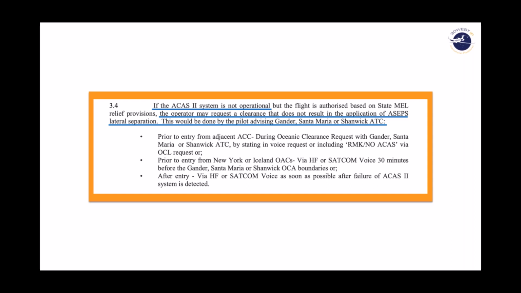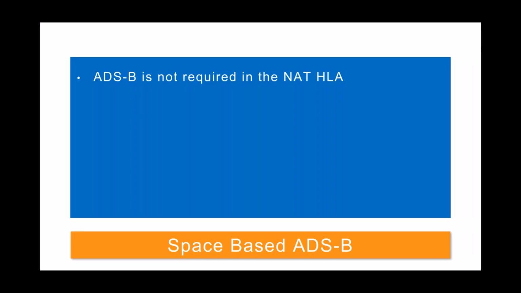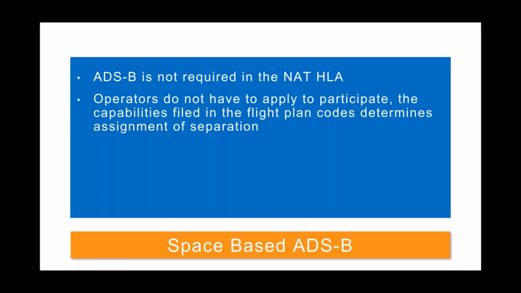They want you to be able to see airplanes around you while you're in that reduced separation. That kind of makes sense. Remember, ADS-B is not going to be required in the North Atlantic. They feel that the North American implementation and European implementation will help that. Operators don't have to apply to participate. The capabilities that you file in your flight plan will be used to determine who's eligible.